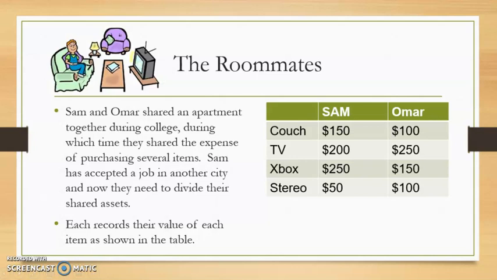In this video, we'll look at one additional example using the method of sealed bids. We're going to look at an example where we have roommates, Sam and Omar, who are sharing an apartment during college, and they shared the expense of purchasing several items. Sam has now accepted a job in another city, and they need to divide their shared assets. So we have a record of each player's bids in the table here on the right.